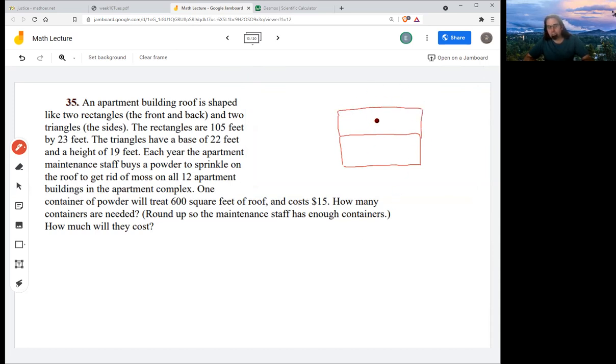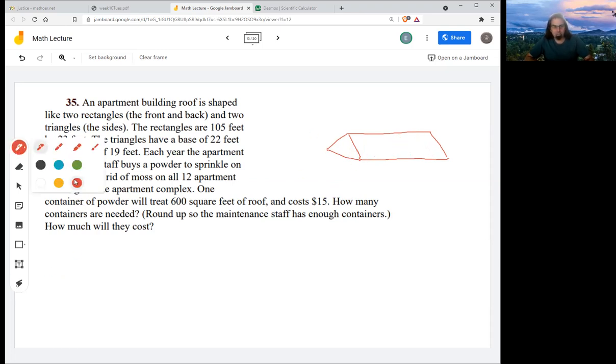But these aren't really flat in space like that. Since it's a roof, I'm going to draw it where we're kind of looking at the front of the house. Does that make sense? So here's one of these rectangles. And there's another one we can't see because it's going kind of back away from us on the far side of the house.